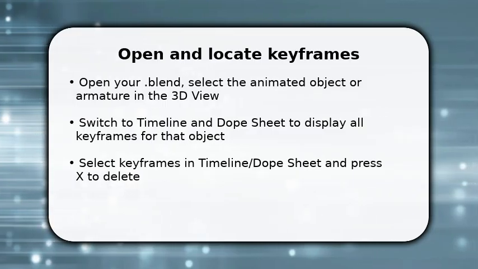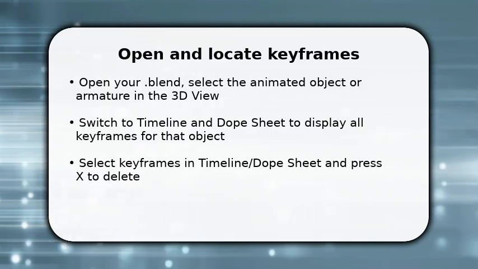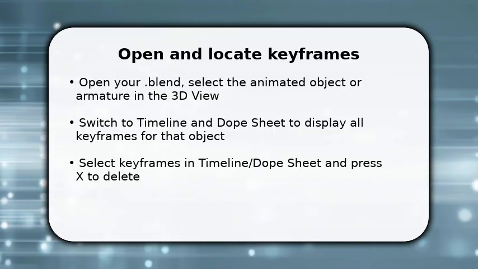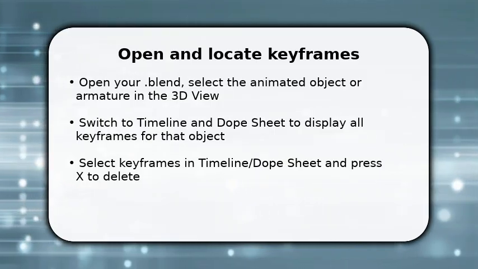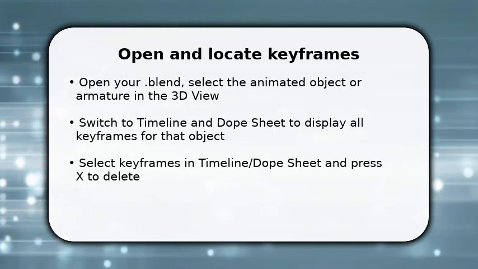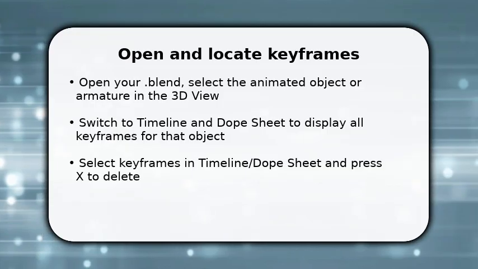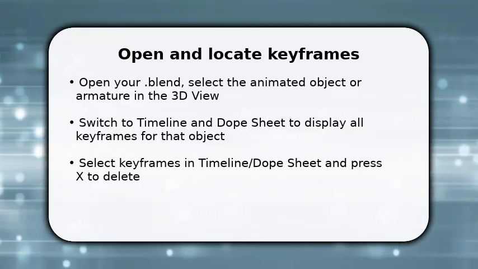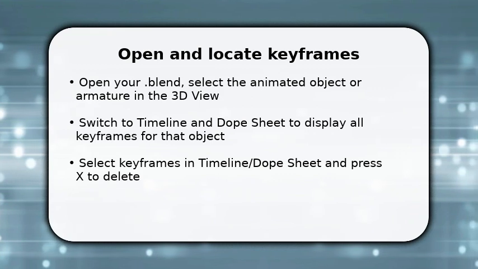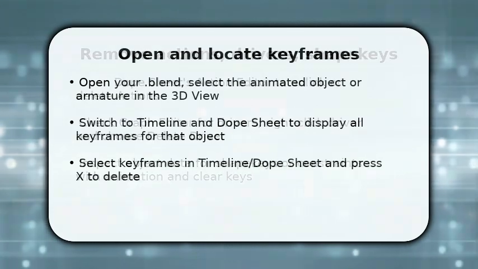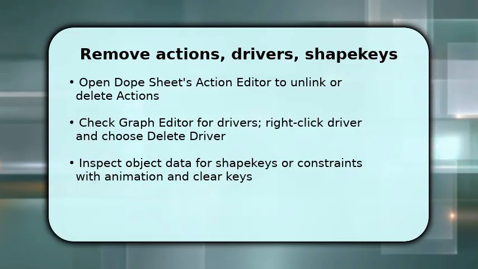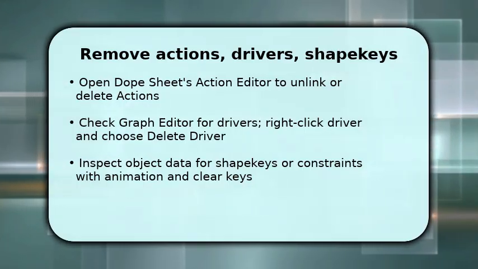You'll see keyframes highlighted. Use box select to select the range, then press X or delete to remove those keyframes. This removes standard animation keys. Make sure you only delete keys for the properties you mean to clear, because this action is immediate and affects visible motion. Once you've cleared timeline keys, you need to remove linked animation data.